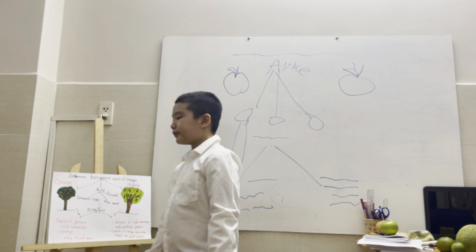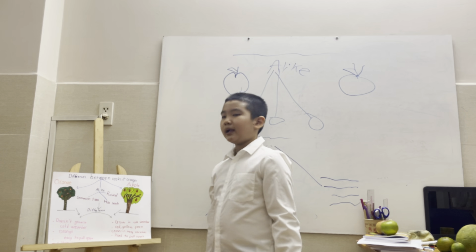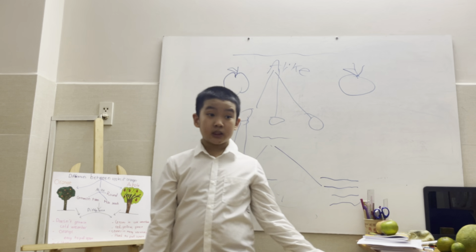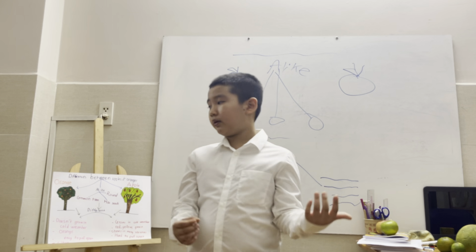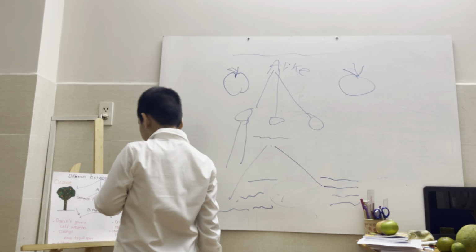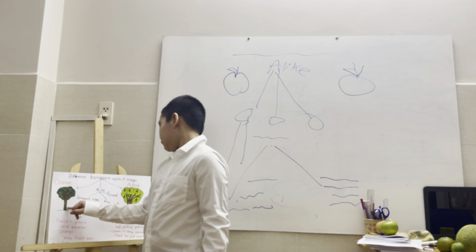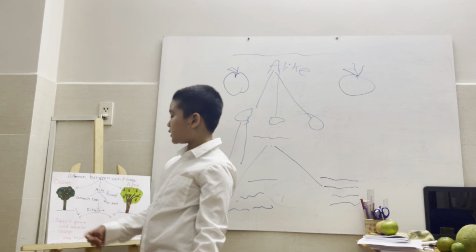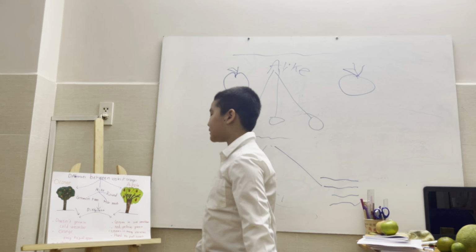So now, are you ready for some more amazing facts about fruit? Well, let's begin. Apples and oranges have many common traits. They are both round, okay? They both have seeds. They both grow on trees. But an apple tree is actually taller than an orange tree. You can see there, this one is actually taller than this one. So that's another difference between apple trees and orange trees.